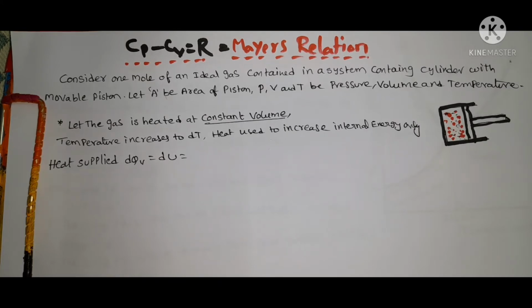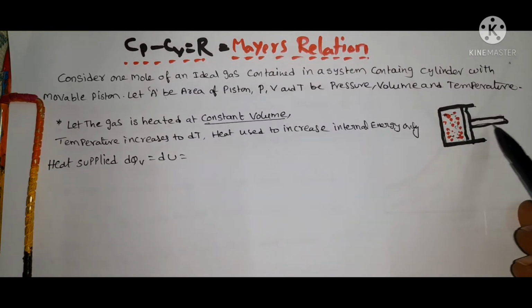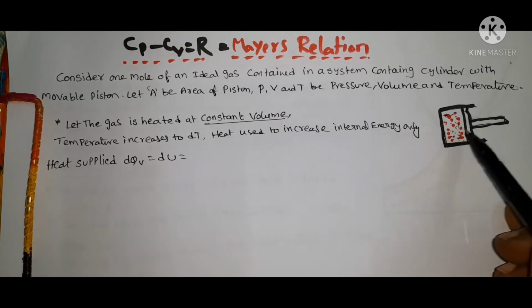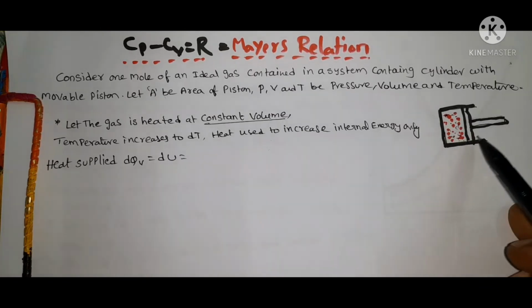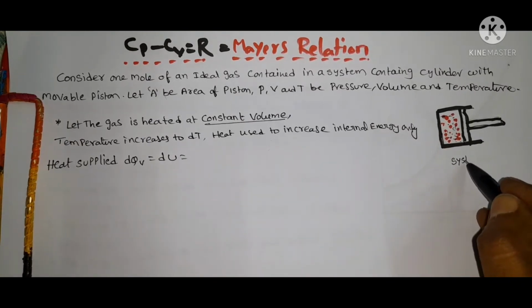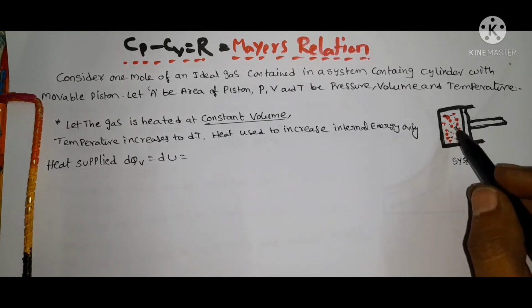That is the question. Here in this question we have to consider a system. System means a cylinder with a movable piston. So this is a cylinder, and this is a piston which will be movable. It will move inside and outside. This we can call the system. Inside it there is a gas.